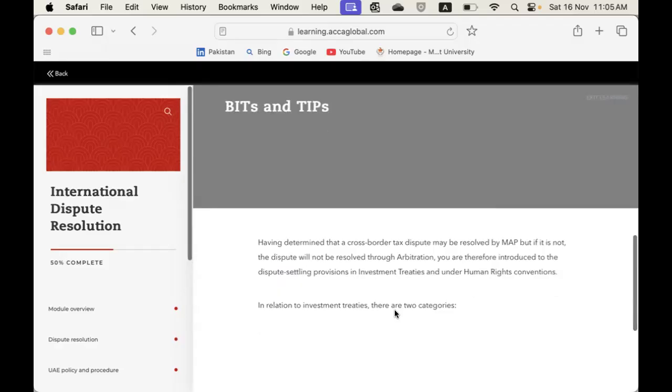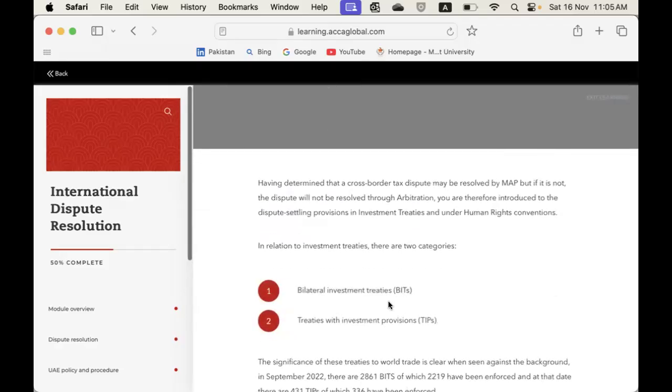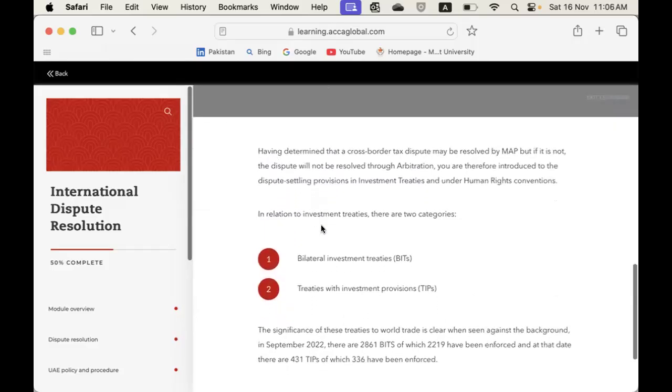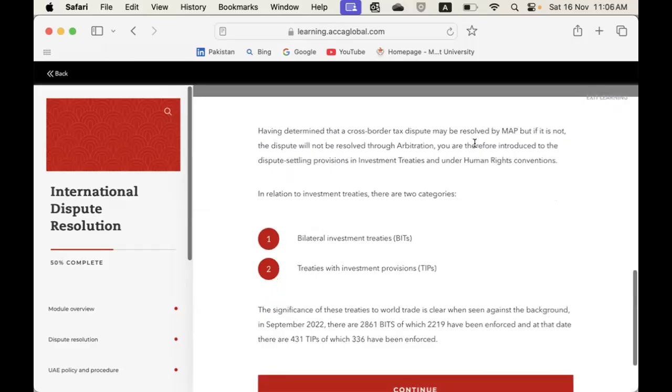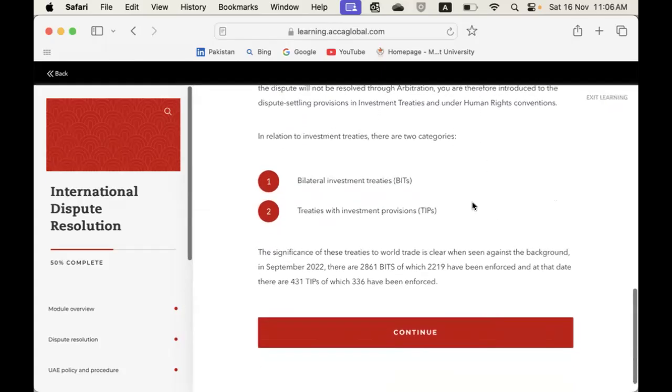BITs and TIPs. Let's see what these mean: bilateral investment treaties and treaties with investment provisions. Having determined that a cross-border tax dispute may be resolved by mutual assistance procedure, but if it is not, the dispute will not be resolved through arbitration, you are therefore introduced to the dispute resolution provisions in investment treaties and under human rights conventions. Let's look at these two.